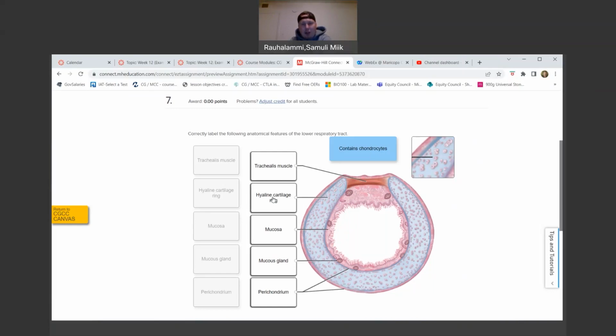One of the important structures on this diagram that we haven't really discussed a huge amount in face-to-face class, but you've seen in your practice anatomy, is this muscle that connects the remaining open part of this C-shaped structure. It contracts or relaxes, adjusting the airflow, the size of the trachea. This muscle is known as the trachealis muscle. So trachealis muscle at the very back that we see here.